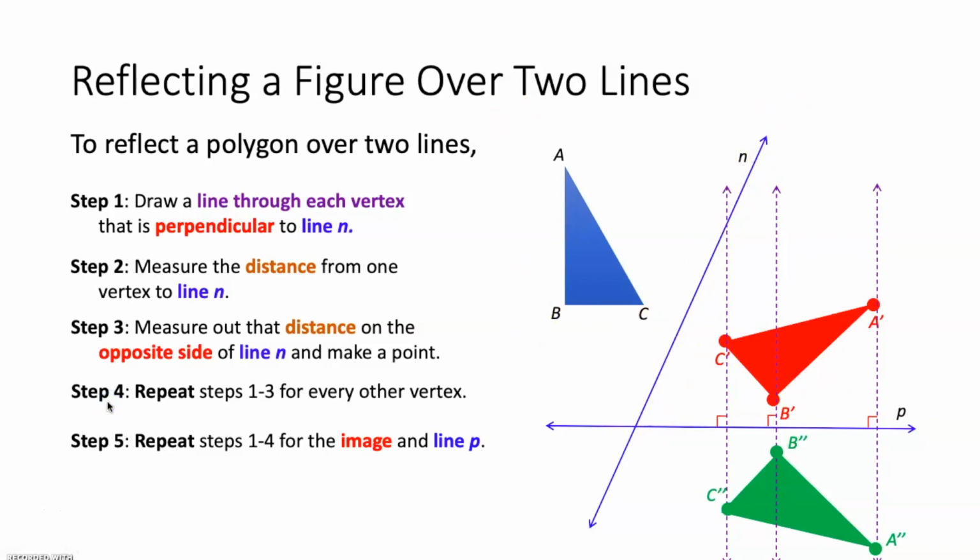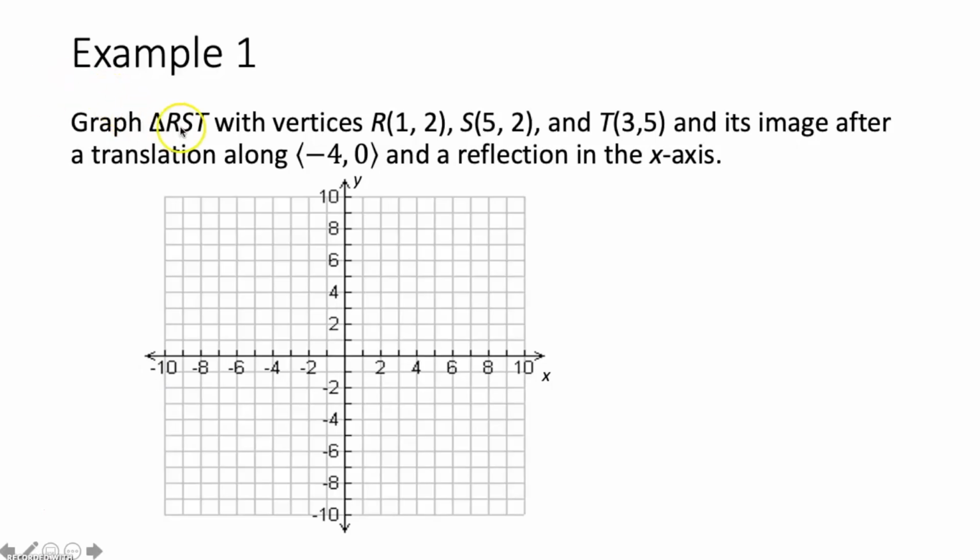This is a composition of transformations. You know what time it is. Example time. Example 1 says graph triangle RST with vertices R, S, and T and its image after a translation along the vector -4, 0 and a reflection in the x-axis. So we're doing a composition of transformations, just this time it's on the coordinate plane.